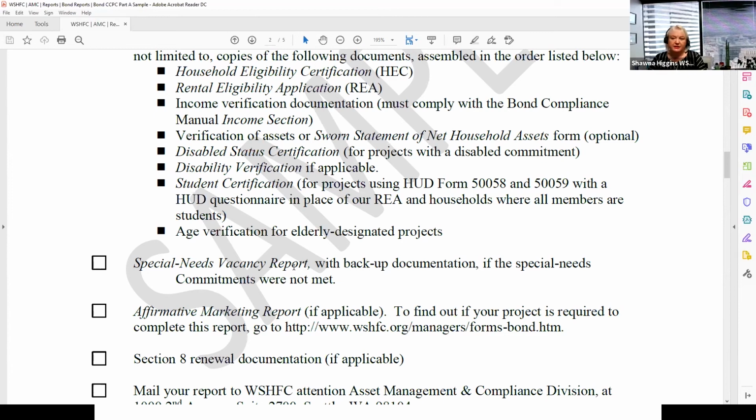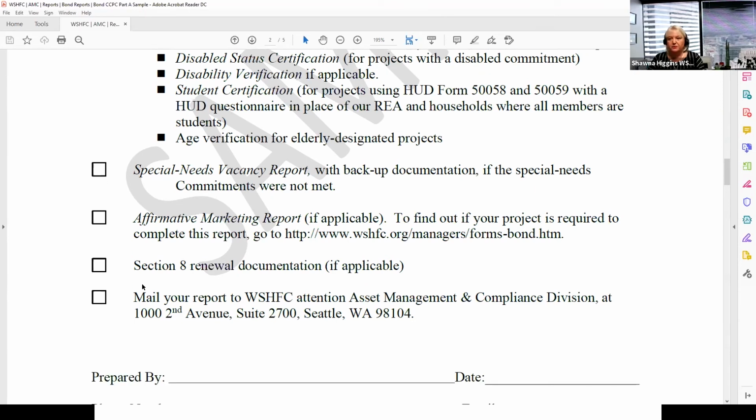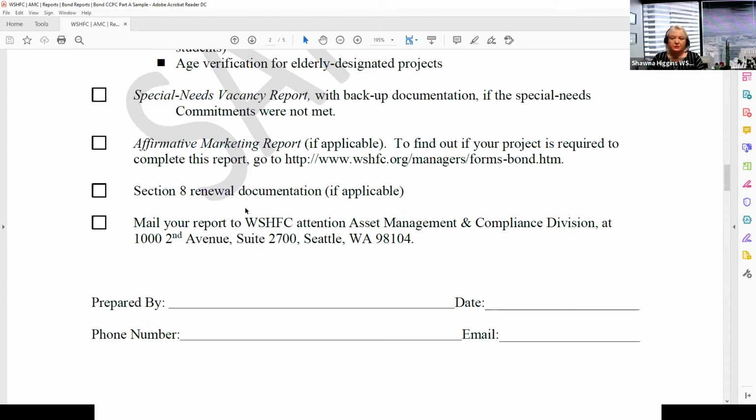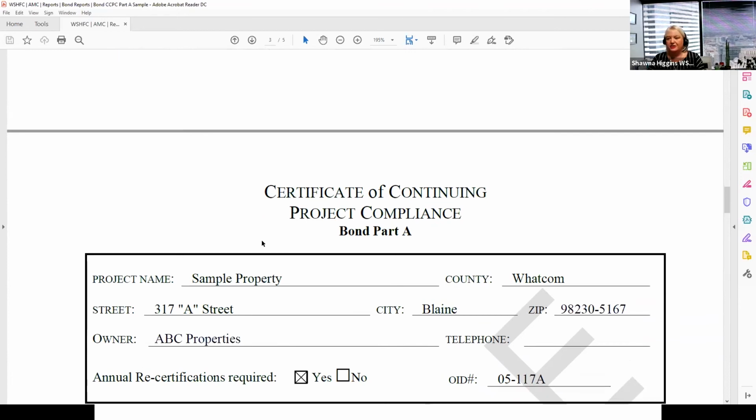And then the special needs vacancy report, if that's applicable, we do want that sent in with any of the backup documentation. The affirmative marketing report, again, if it's applicable. And to find out if your project is required to complete this, you can go to this website and see if your property name is on there. And if you've got a Section 8 renewal attached with your property and you did a renewal, we'd like a copy of that. And if not, don't worry about it. It's only if it's applicable. And then you're going to mail all of those to us here at the commission. That gives our address.